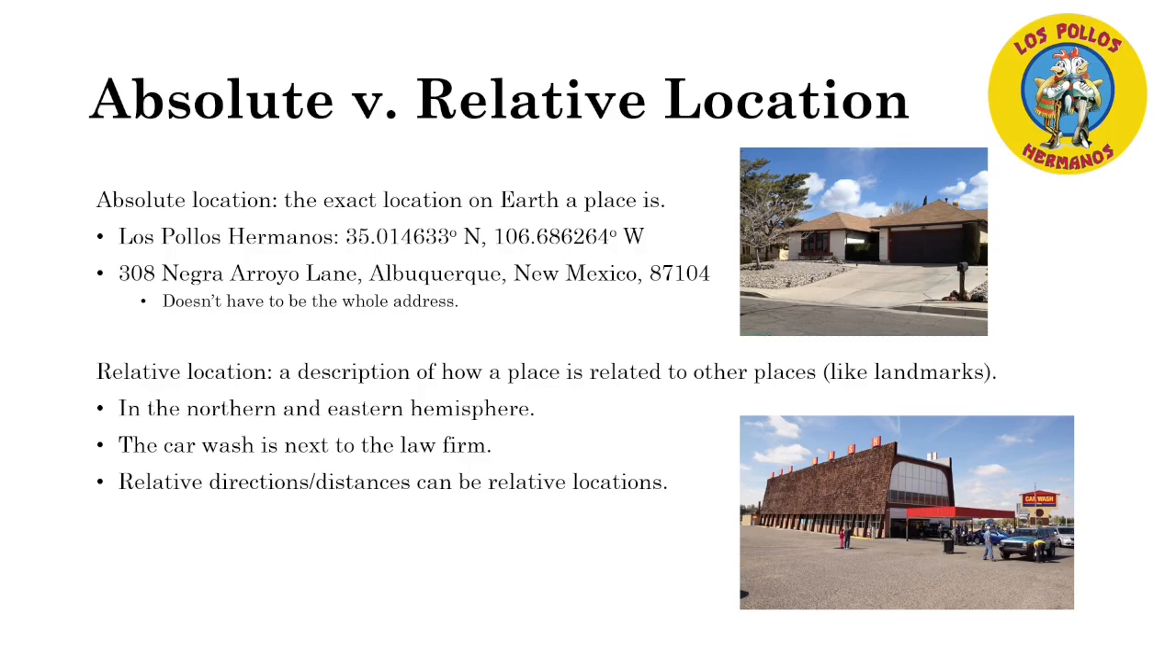And your relative locations can be relative directions and distances. So you could say the house is around the corner from the lab. That's where it's located, around the corner. It could be a direction. It could also be a location.